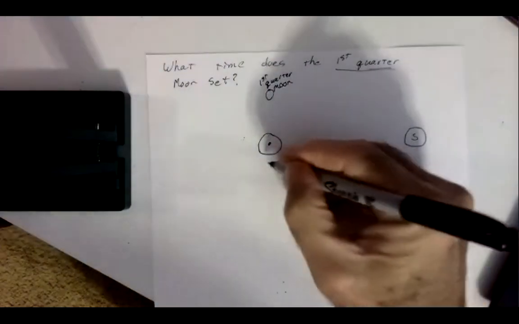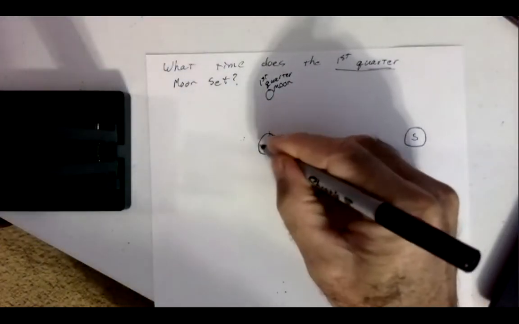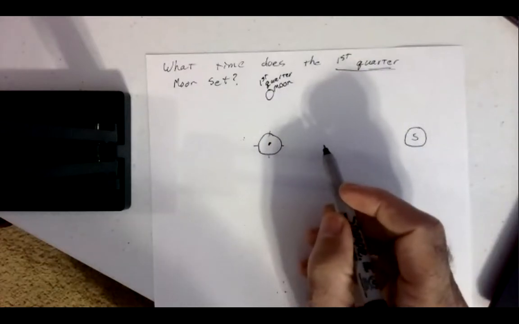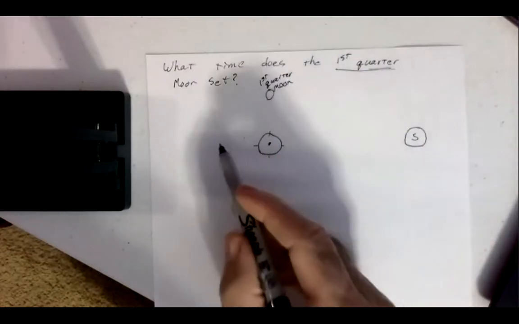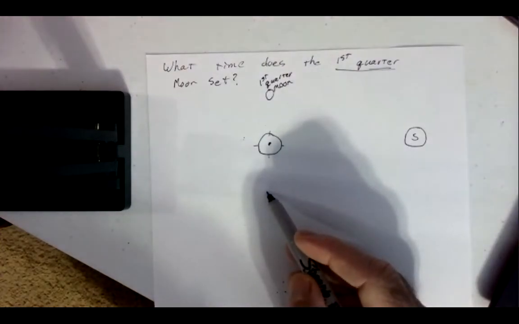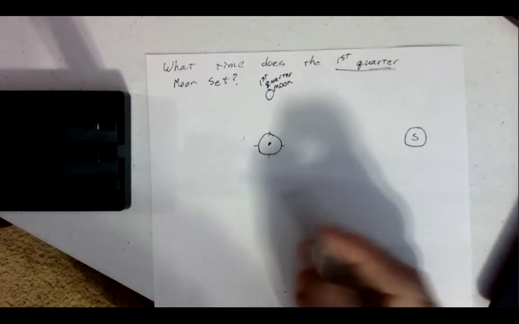All right, now where's the new moon in the south? The new moon is between the Earth and the sun. Okay. So the new moon is here. The first quarter is here. Full moon is over here, and third quarter is here. Third quarter would be down, right?